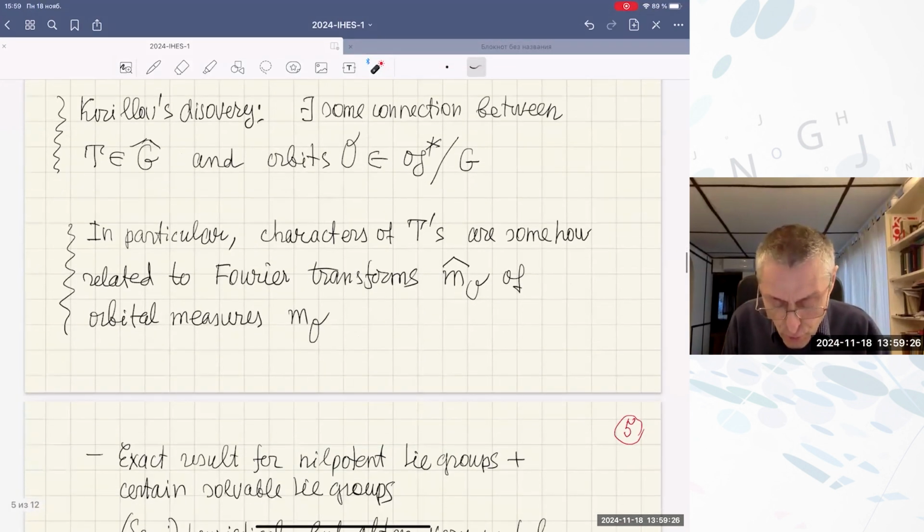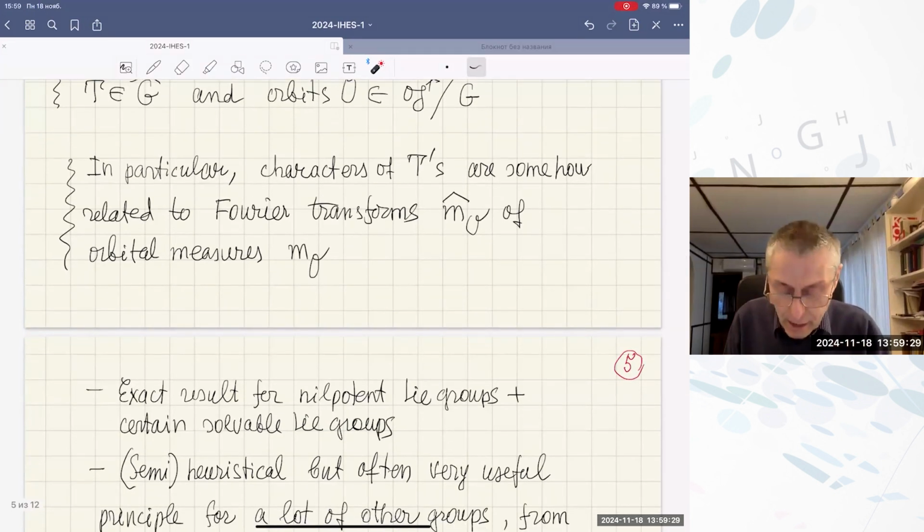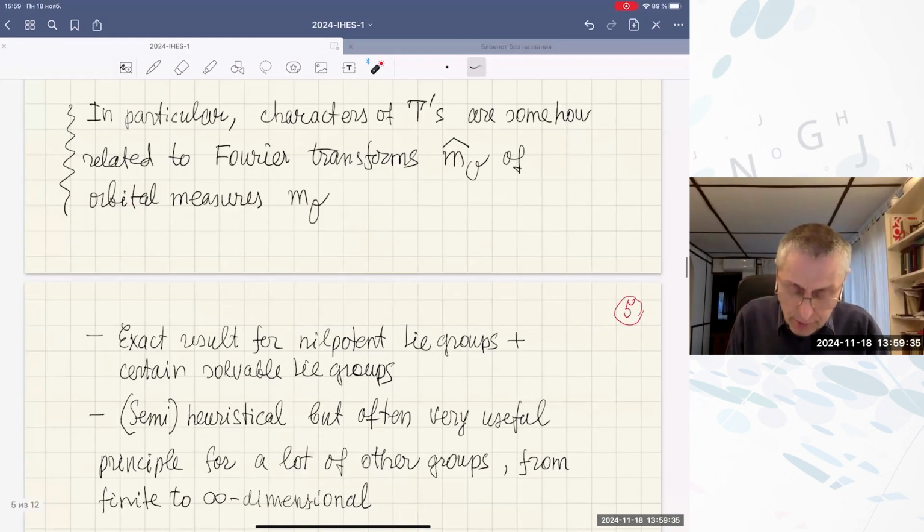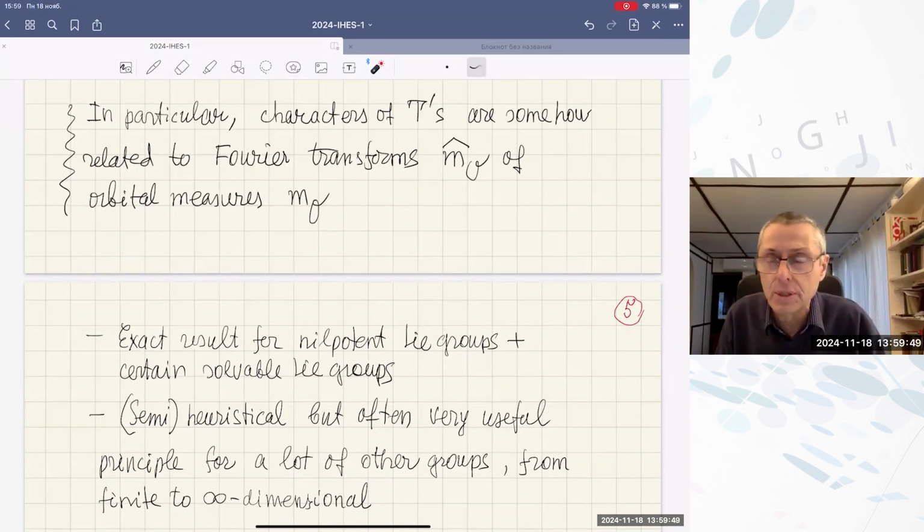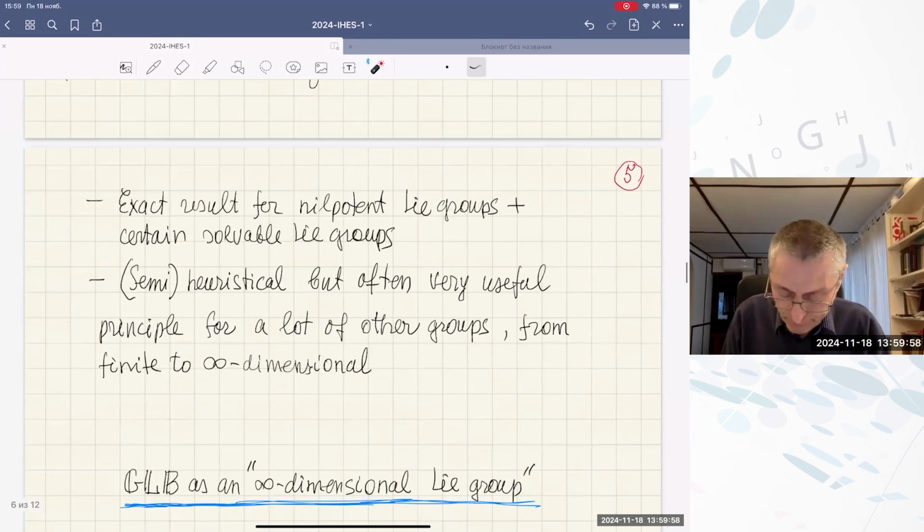Of course, this is true exactly only for nilpotent Lie groups and certain solvable Lie groups, but it turns out that this principle holds on a semi-heuristical level for a lot of groups: some finite groups, even some infinite dimensional groups, p-adic groups, real Lie groups, groups over finite fields, and so on. This is a great principle.